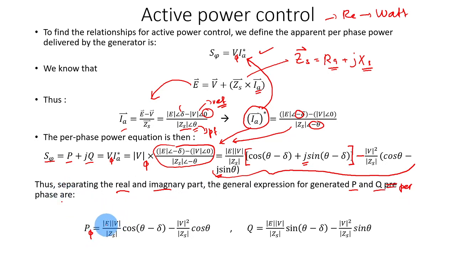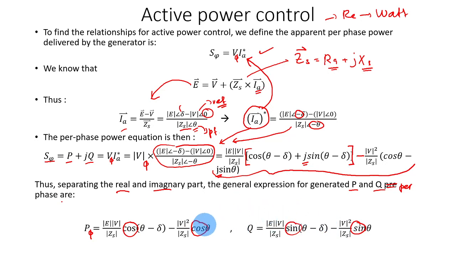Okay, so P is equal to the generator voltage minus the phase voltage divided by the synchronous impedance, multiplied by cosine of theta minus delta, minus V squared divided by Zs cosine theta. And for Q, the only difference is that you replace cosine with sine. Okay, it's cosine to sine. That's the only difference.